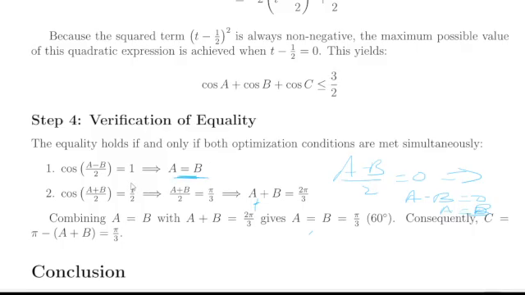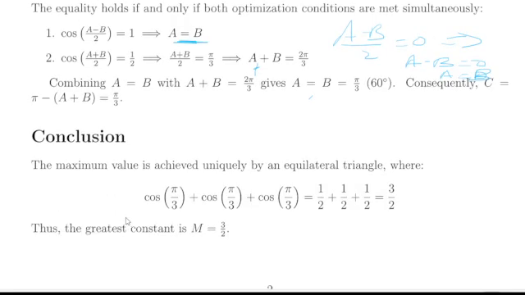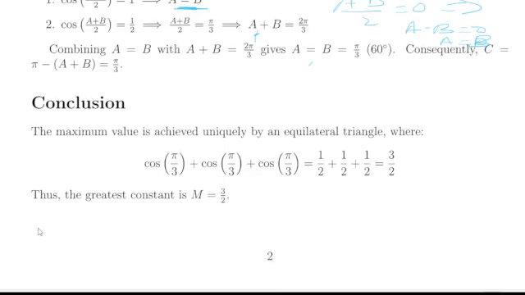And then cosine of (A plus B) over 2 is equal to 1/2. That means that the inside has to be pi over 3, so A plus B has to equal 2 pi over 3. But we said A equals B, so that means A and B have to both be pi over 3. And because A, B, and C have to add up to pi, and A and B are pi over 3, so is C equal to pi over 3. So the maximum value is achieved uniquely by an equilateral triangle, where cosine pi over 3 plus cosine pi over 3 plus cosine pi over 3 is equal to 3/2. And that is the greatest constant for m.